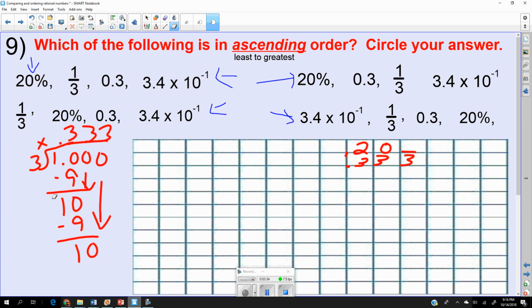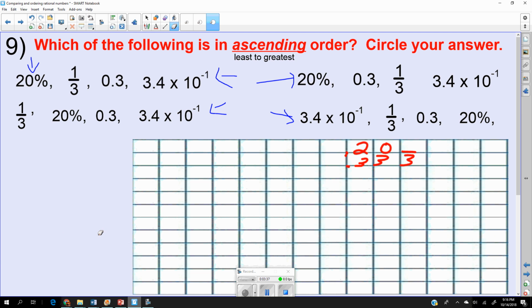All right, I'm going to erase this, and it's still there if you rewind the video. So that one was 1/3, and we have 0.3 right there. We're done with that one. Now we go to 3.4 times 10 to the negative 1. So we have our 3 and our 4. We put our pencil where the decimal point is, and we move it one place. So that's 0.34.